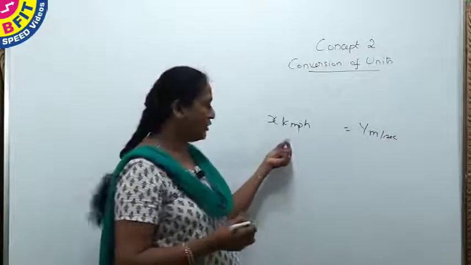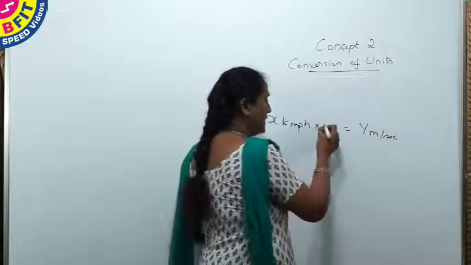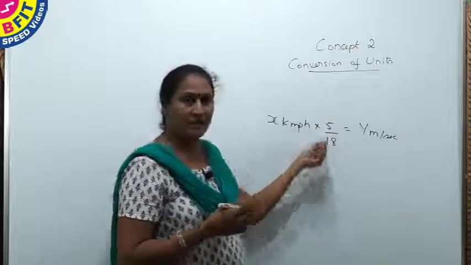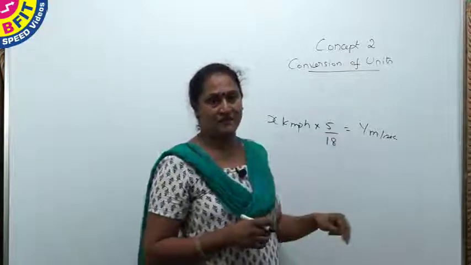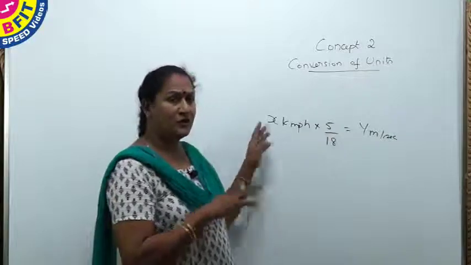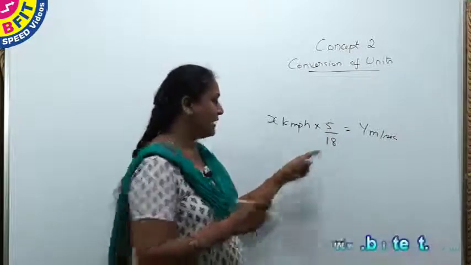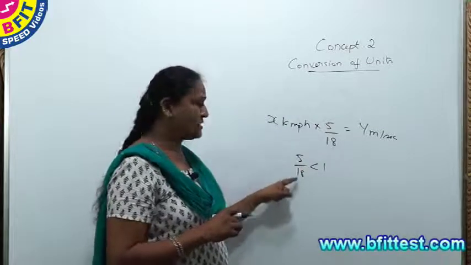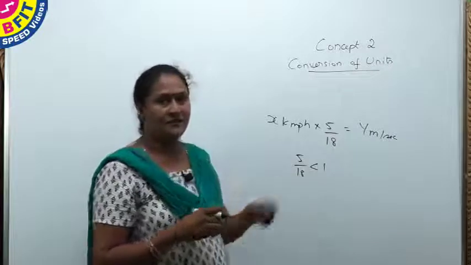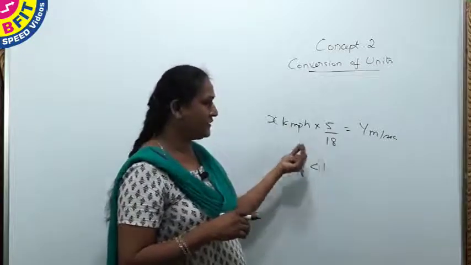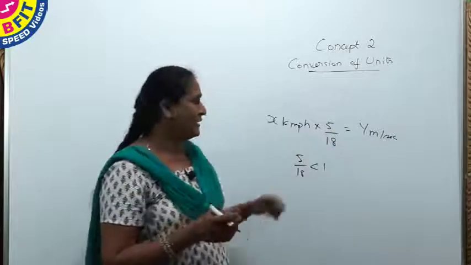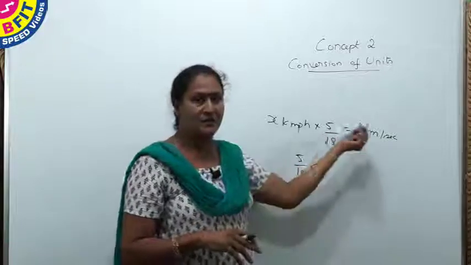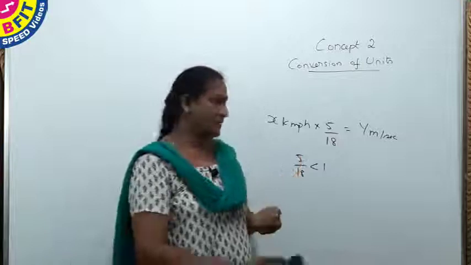To convert the speed from kilometer per hour to meter per second, the multiplication factor is 5 by 18. When you multiply the given speed in kilometer per hour with 5 by 18, the speed is converted to meters per second. When you need to compress the unit, remember that you are multiplying with the factor 5 by 18, which is less than 1. Whenever the numerator is smaller than the denominator, that fraction is less than 1. So to compress the unit, we multiply with a factor which is less than 1. And how did you get this 5 by 18?